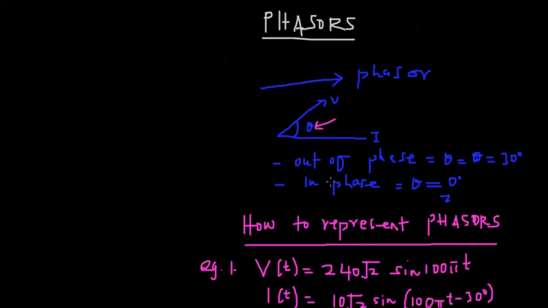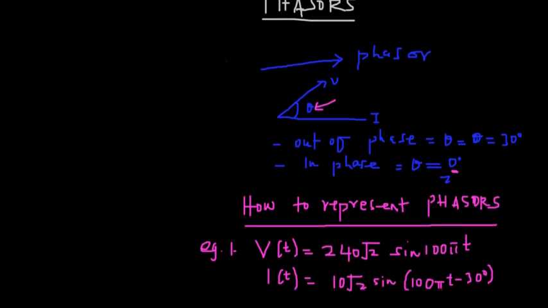Okay, but whenever a phasor is in phase, it means that it has no angle. It means that the angle is 0. Whenever a phasor has a phase, it means that it has a specific angle. It could be any angle, 30 degrees, 45 degrees, it doesn't matter. So now let's proceed.